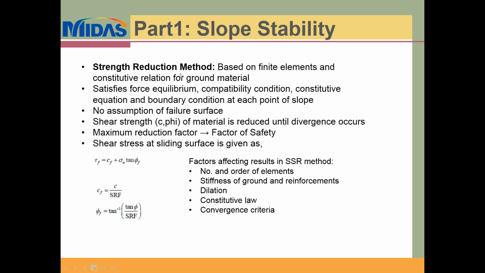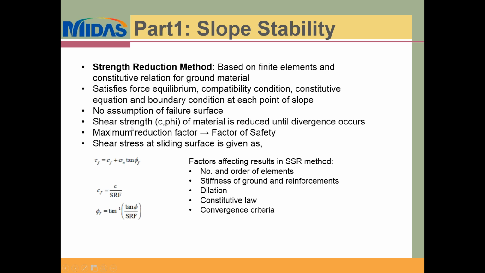Then the second method is the strength reduction method, which is based on finite elements. It uses the constitutive relations for the ground material, and it satisfies the force equilibrium all around in your model. The main advantage of the strength reduction method is that, unlike the limit equilibrium method, you don't have to assume a failure surface.